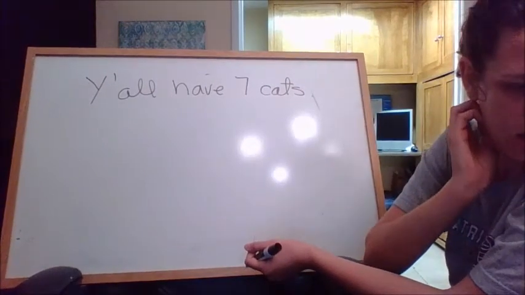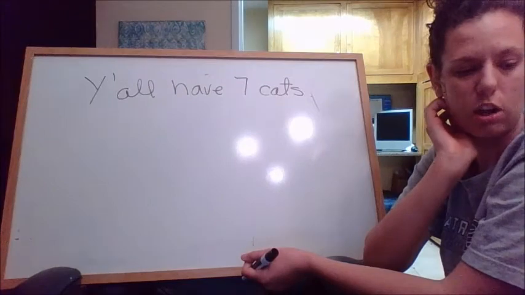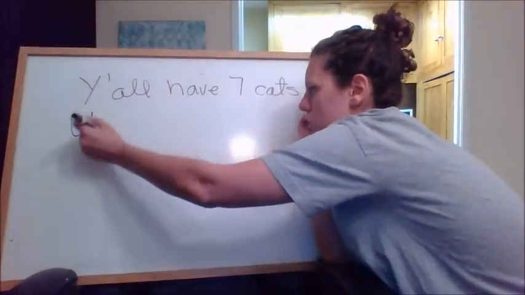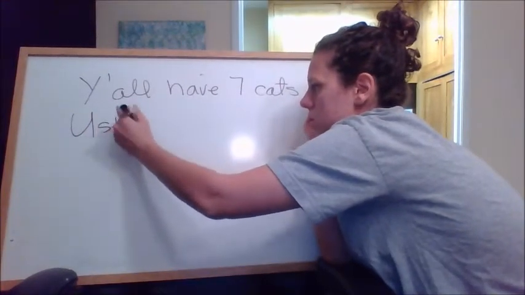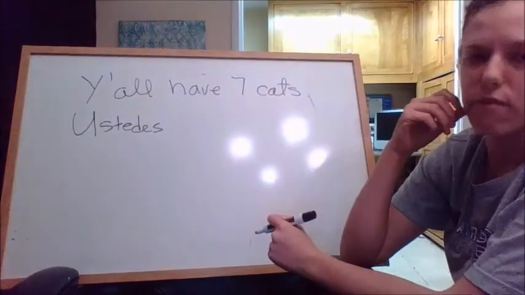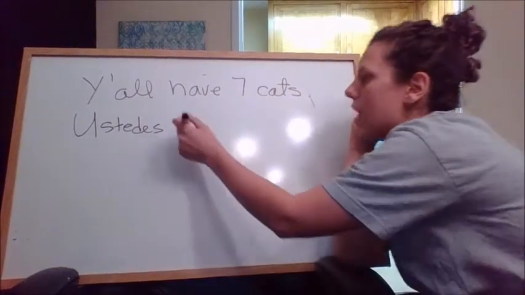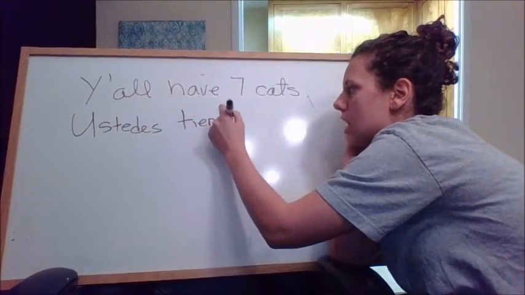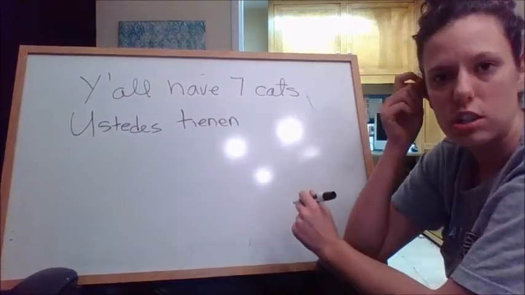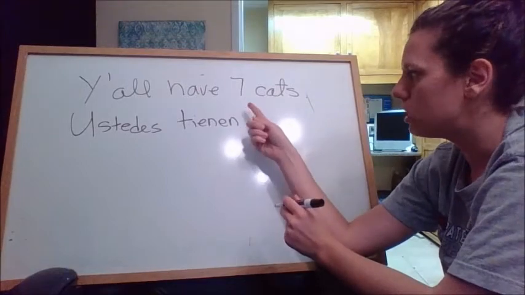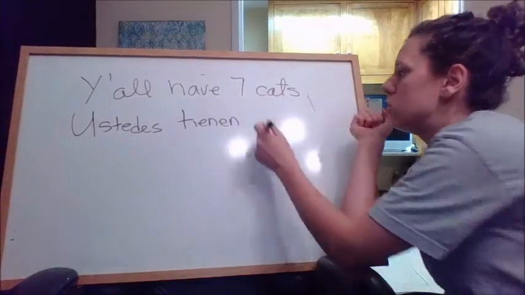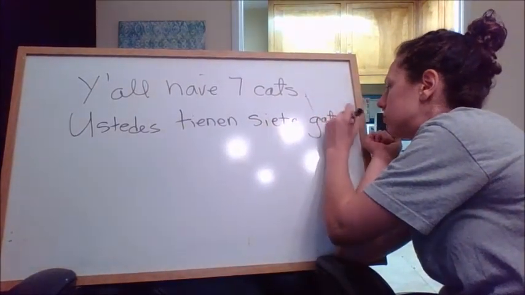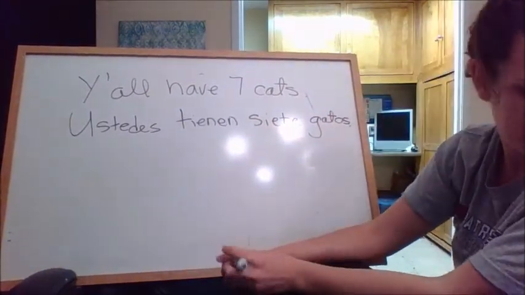In these directions I said include the subject pronouns in your answer. So y'all is ustedes, because it's you plural, U-S-T-E-D-E-S. The verb for have is tener. To conjugate it for ustedes, we say tienen. And once again, the directions say write out the numbers and don't leave them in their numerals. So we have to say siete gatos. Okay, pretty simple.